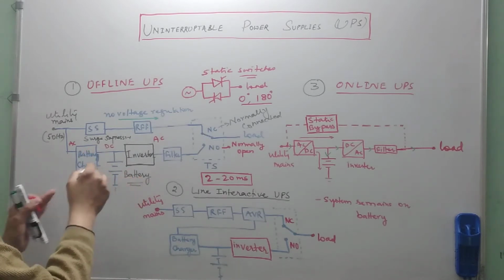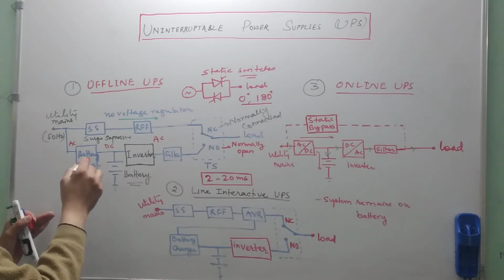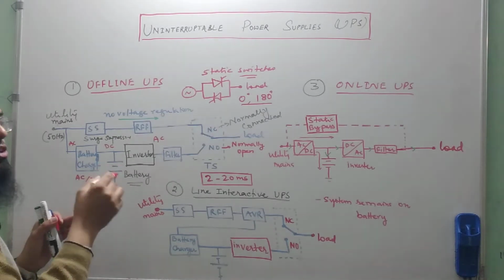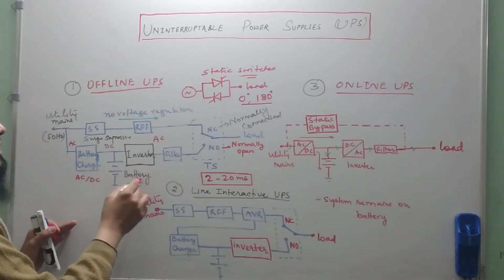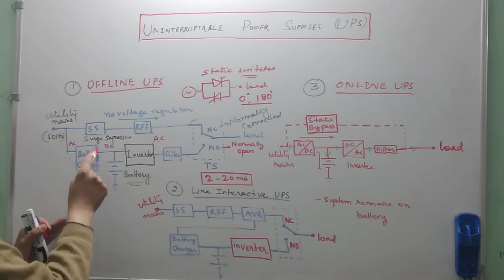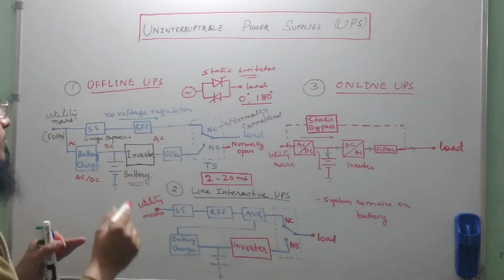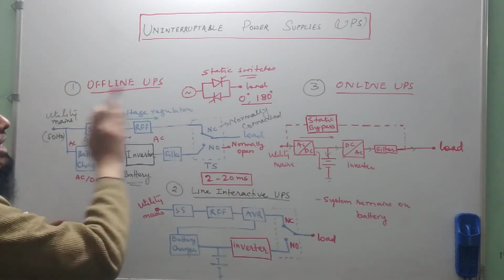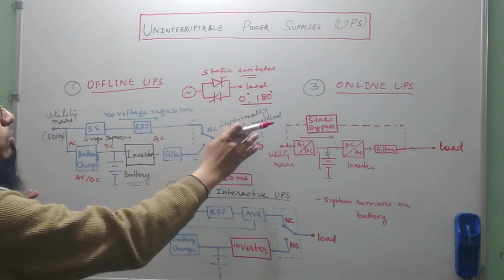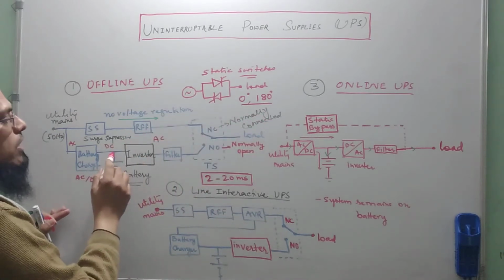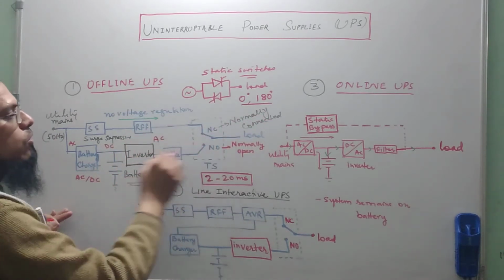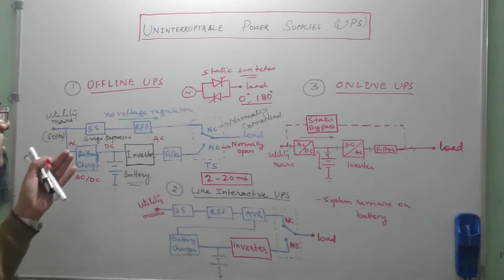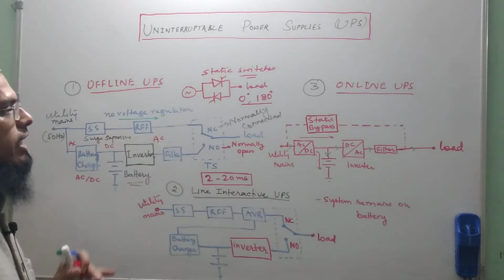Okay, and definitely this battery charger has got some arrangement for checking the state of the charge of the battery. So whenever the battery is fully charged, it just stops charging. Then whenever this utility main stops supplying power to the load because of one reason or the other, this battery takes over, and by way of this inverter the load is connected.